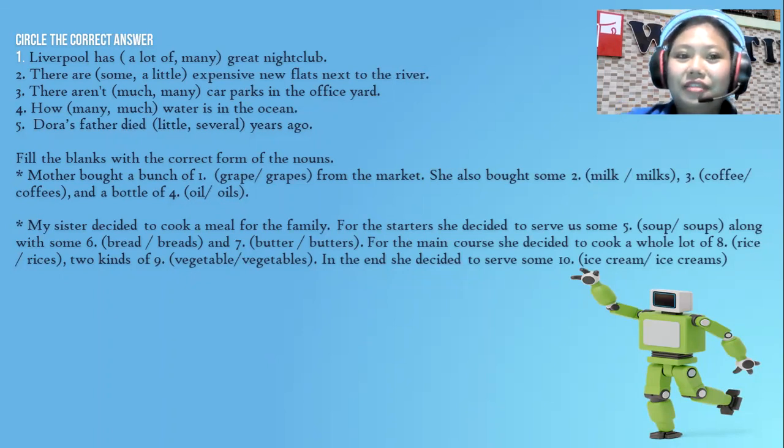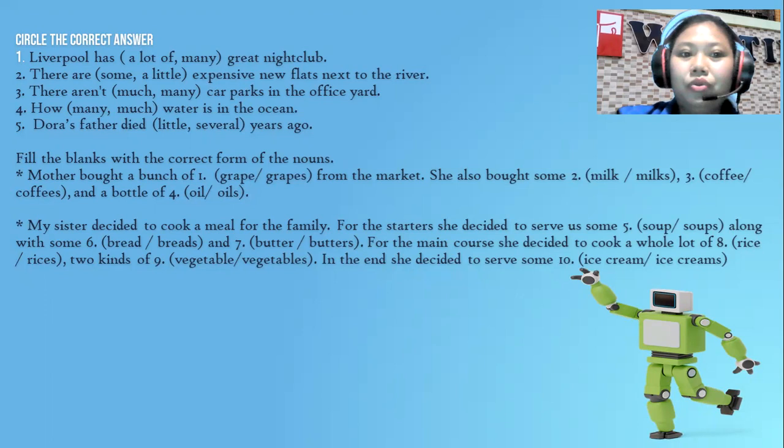And then this is negative. There aren't car. Of course, can car be counted or not? You can count it, so use much or many, and so on. And then the story below, the story you just choose, number 1 until 10.